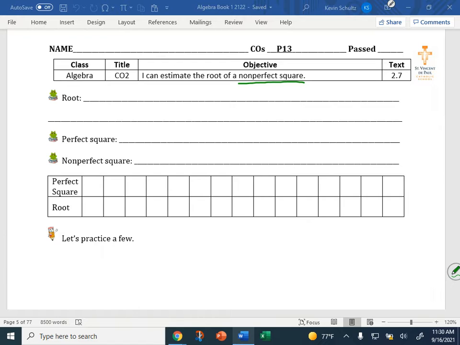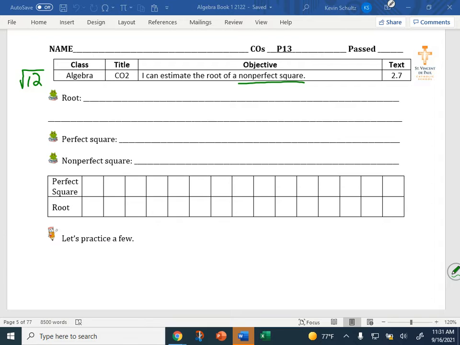Right. It's a non-perfect square because there's nothing times itself that equals it. The example that we used yesterday was the root of 12. Nothing times itself equals 12. That's why it's a non-perfect square. And as far as rational versus irrational, what's the root of 12? Which category did that fall into? Yeah, irrational, right? Because it's not a perfect square.